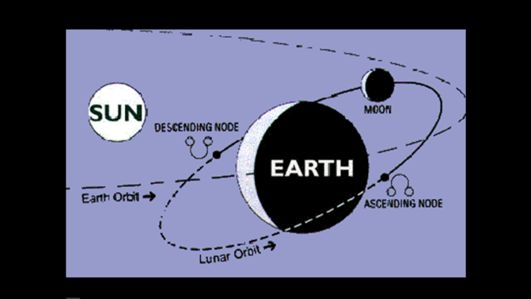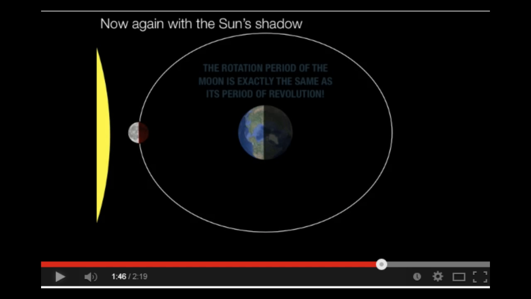Now, the fourth observation is that the same side of the moon always faces the Earth. This means that the moon rotates on its axis at exactly the same rate at which it orbits the Earth. We call this locked rotation synchronous rotation. Synchronous rotation. Write that down.